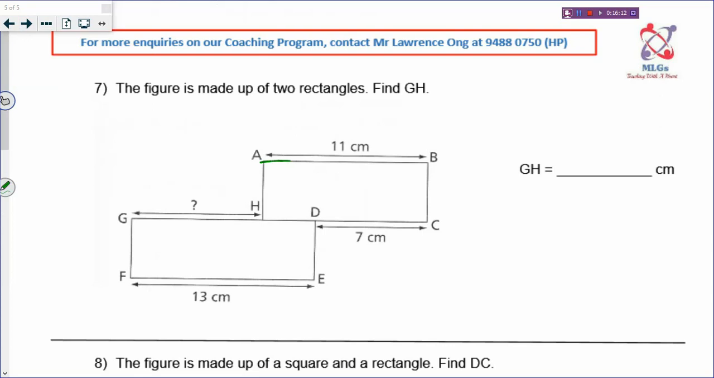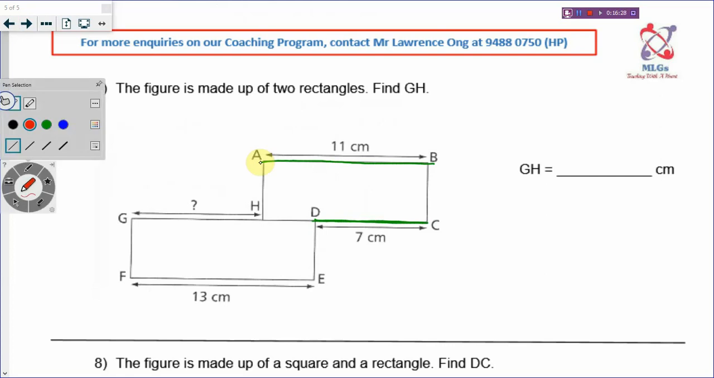Well, can you see the 11 here? Always look at the side with a number, right? If you are asked to find the unknown side, then you look at other sides that have numbers on it. So 11, and can you see there's a 7 here? All right, and so what do you think is the unknown? How long is this unknown side? Which has to be 11 minus 7. So this is 4, right? The unknown side is 4.